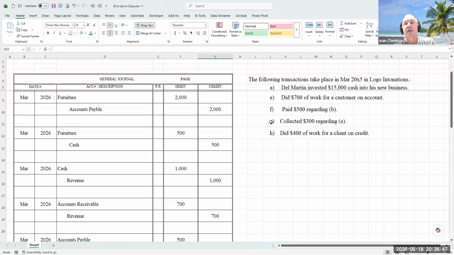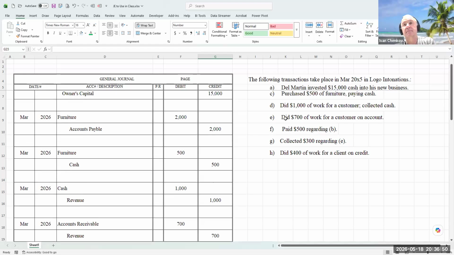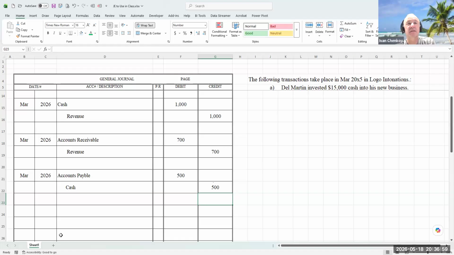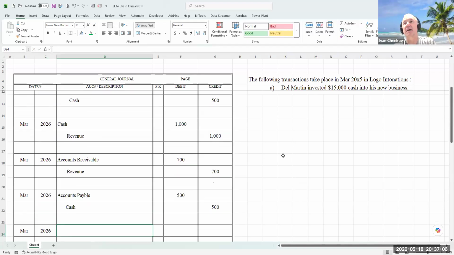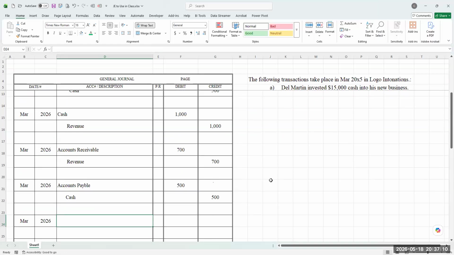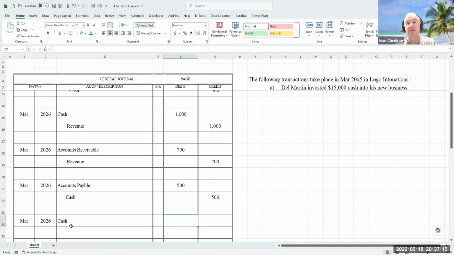Next transaction, we're collecting $300 from what we did for 700. So what does the business get in this case, when we're collecting what we didn't collect before? Cash. The business gets cash. How much? $300. Why does the business get $300?